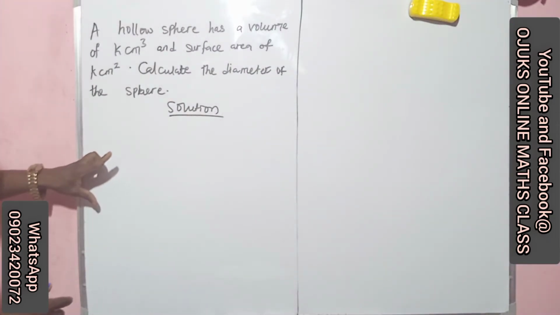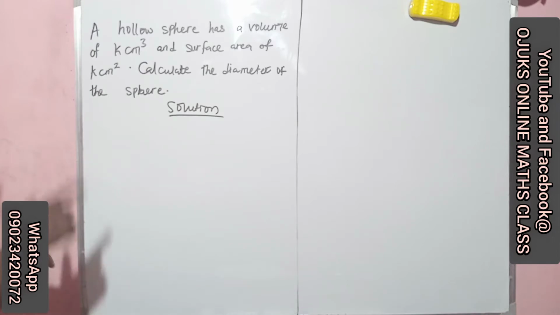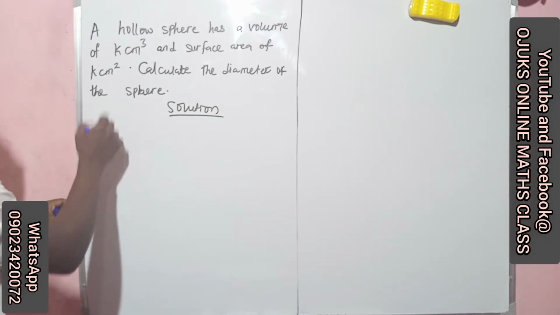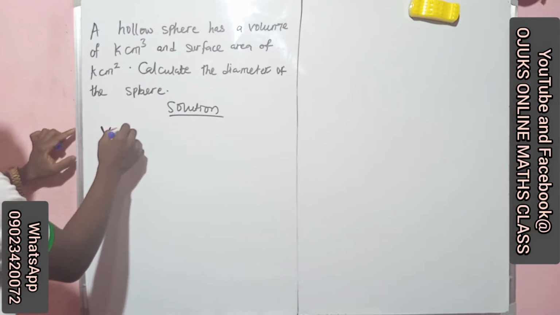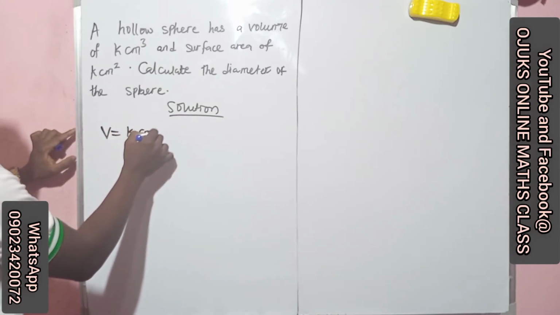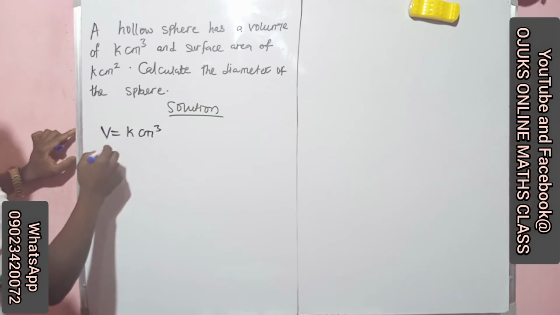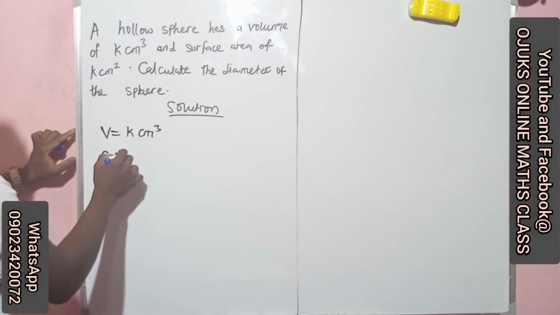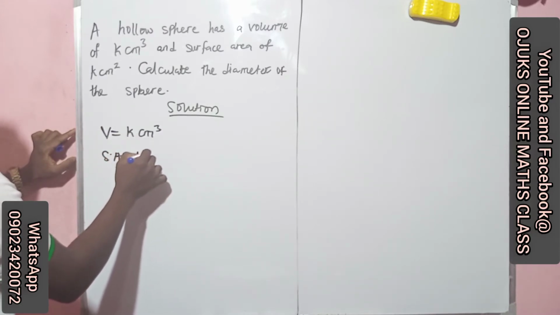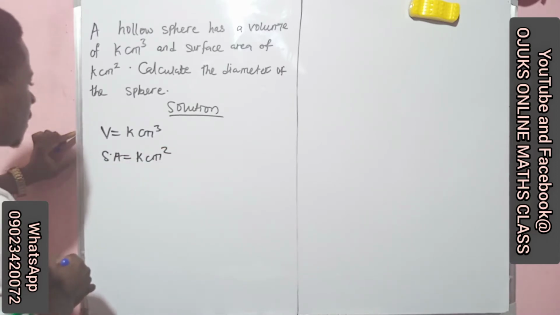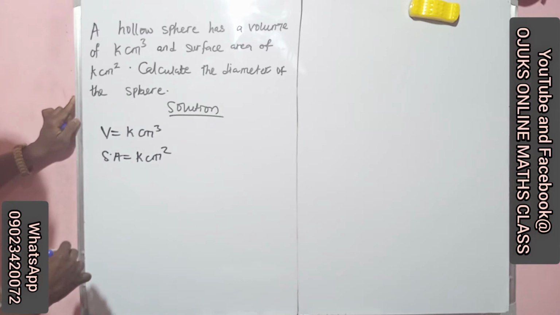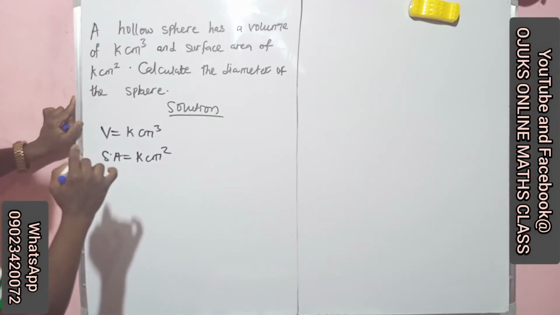To solve this, first of all, list the parameters that we have. First of all, we have the volume of the sphere, that is the hollow sphere, which is k in cm cube, and as well the surface area of the sphere as k, the same k in cm squared. Before we solve this, what is the formula for calculating the volume of a sphere?